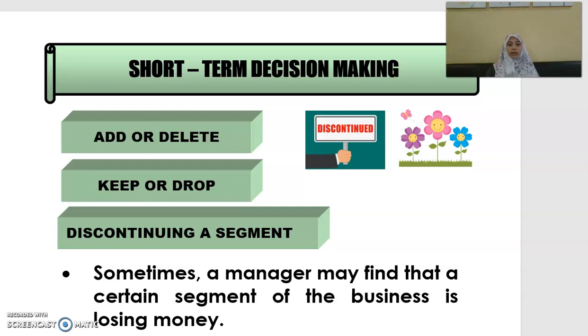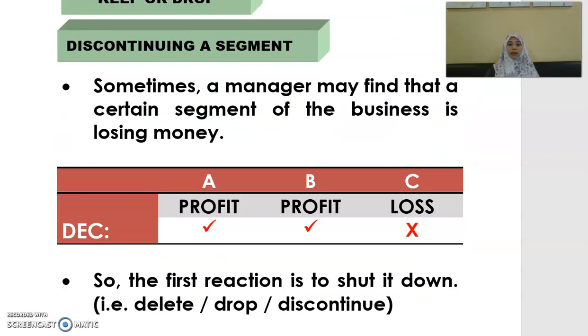Okay, what is it about? Sometimes a manager may find that a certain segment of the business is losing money. For example, you have a product range A, B, and C, or a segment of your business A, segment B, or segment C. You will see that A is making profit, B is also making profit, while C is making losses.